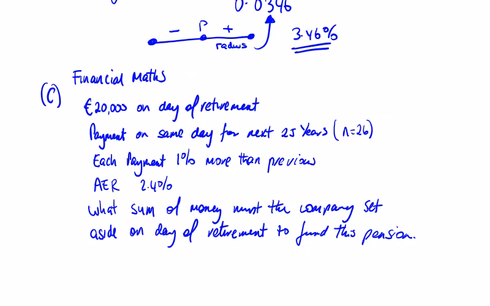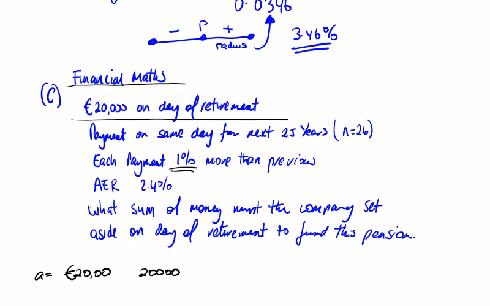The last part of this question, financial maths question. When the employee retires, they're going to get paid $20,000 on the day of retirement. So that's the first term of a sequence. We should set that up. So A is equal to 20,000. So what's happening? We're going to get 1% more. So the next year we're going to get 20,000 by 1.01. But we have to apply our AER, just 1.024. So the present value of that will be less. And that's going to go on continuously for another 25 years.